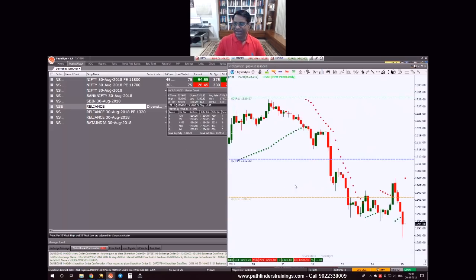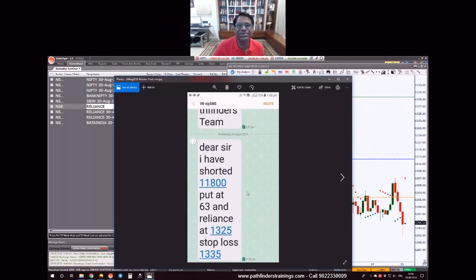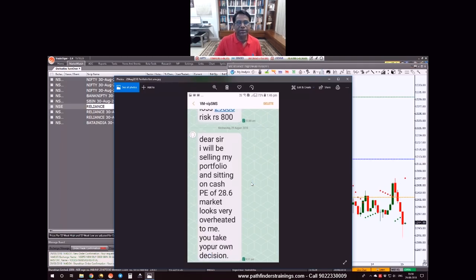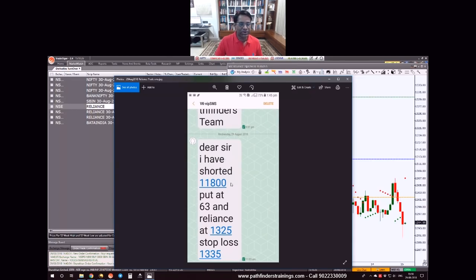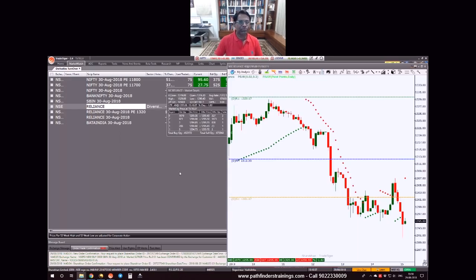And see, this is Reliance now. It has fallen down from the top, and this was the SMS that I sent to my traders in the morning. Hundreds of traders were trading with me, and I shorted the 1100 put at 63, with Reliance at 1325, stop loss 1335. So that is the trade.